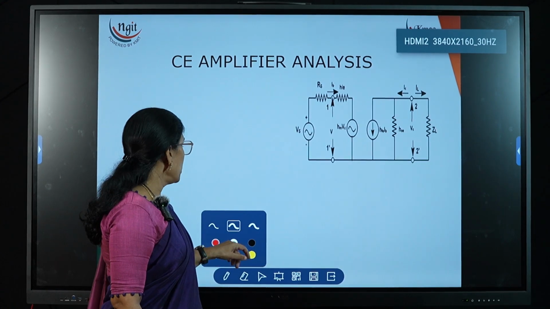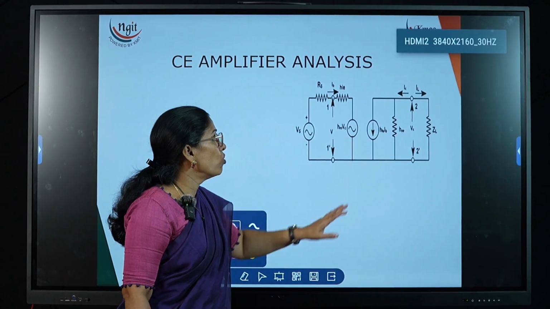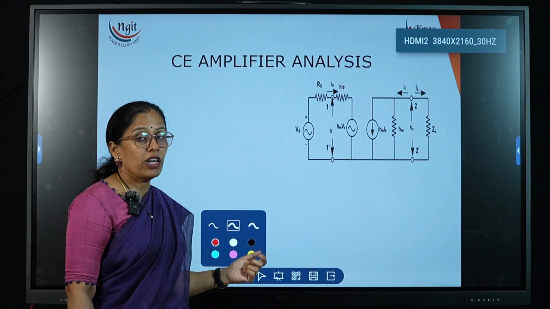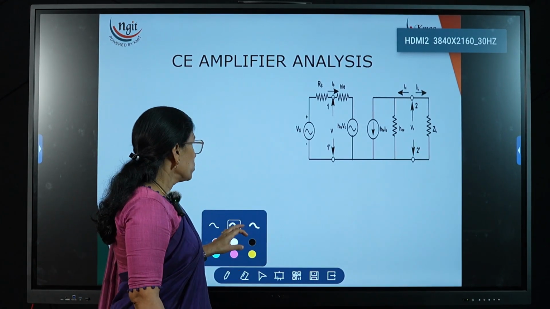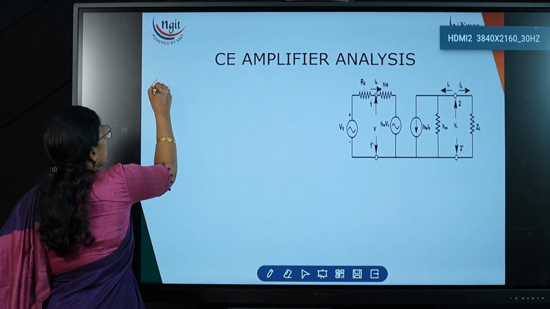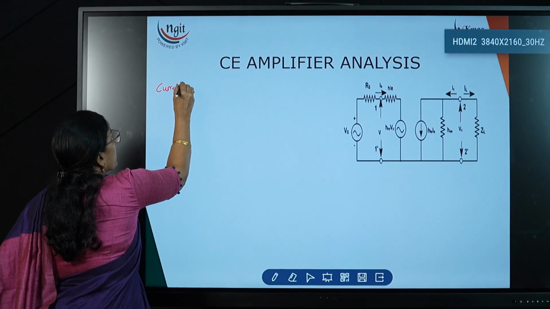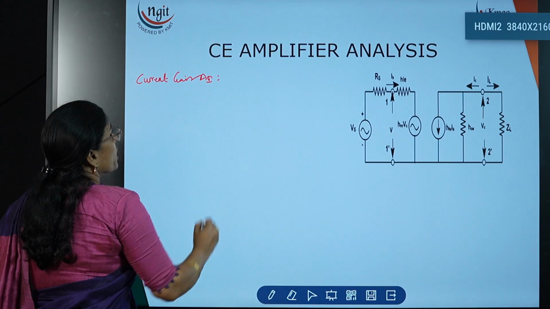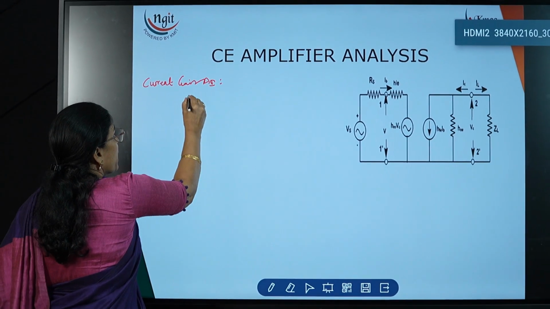Now input side it is a loop and output side it is a node. So whenever we need to write the expression at the input side, we have to take the KVL, and at the output side KCL. So now first we will derive the expression for the current gain, current gain AI.